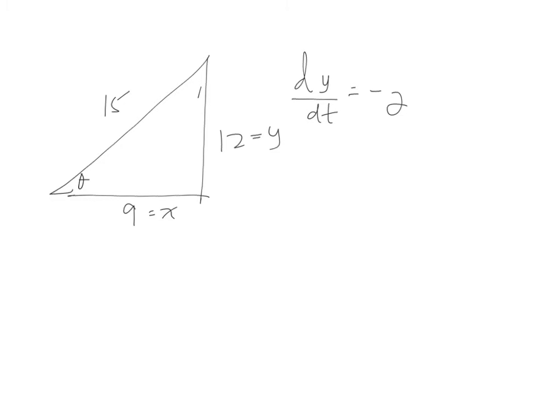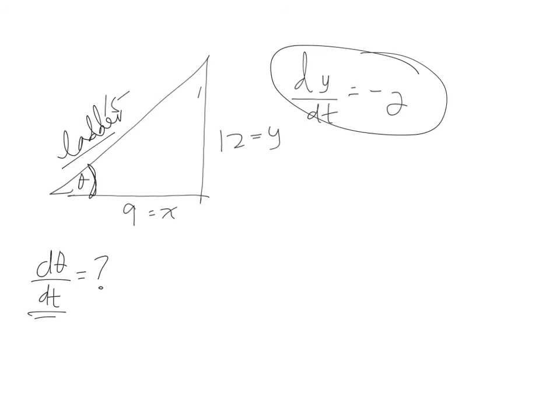Last one is number 35. We are looking for d theta dt. If you read the question again, we are looking for d theta dt. This is the ladder right here. It is constant. If we're looking for d theta dt, we want to call a trig function. And we do know dy dt, so let's call a trig function with y in it to make our life much, much easier. Remember that this is the ladder, so this is constant. The ladder is not stretching or shrinking.